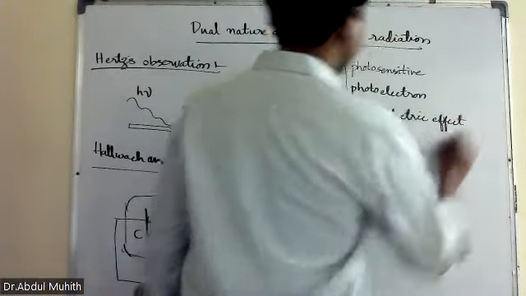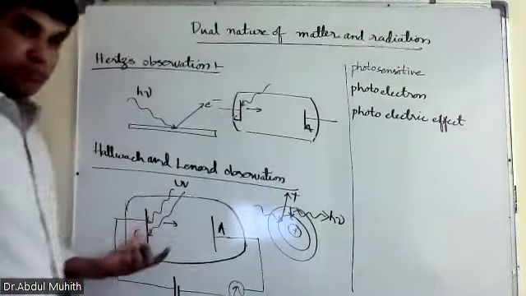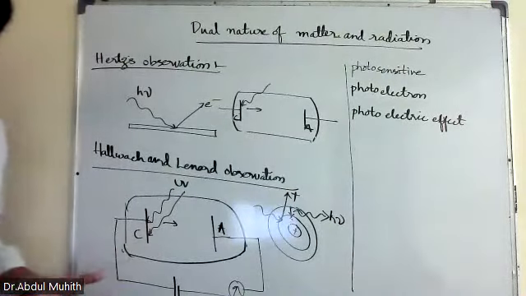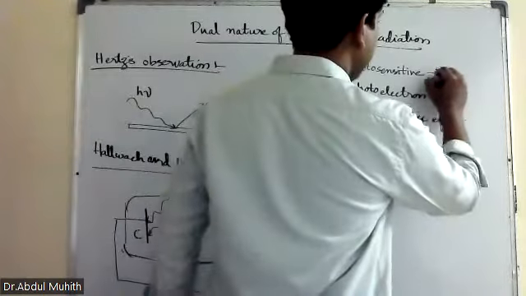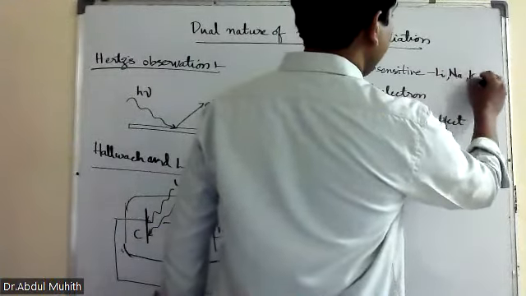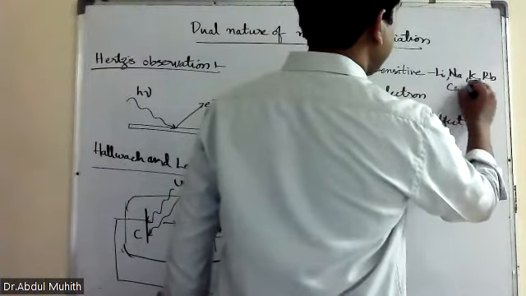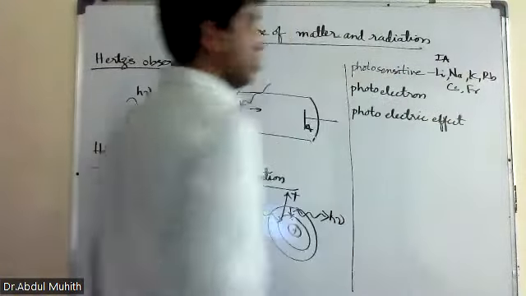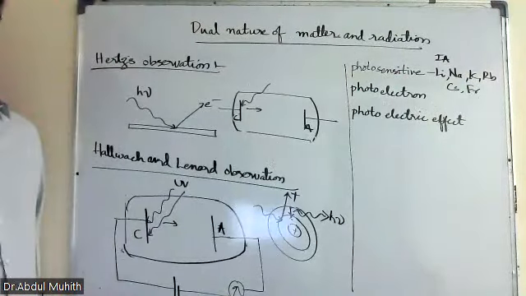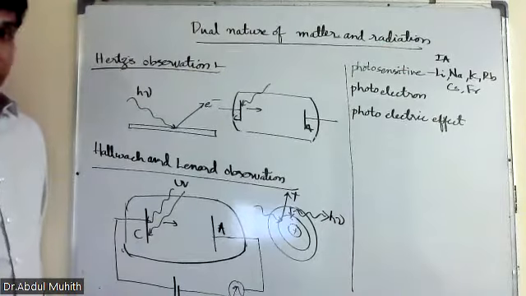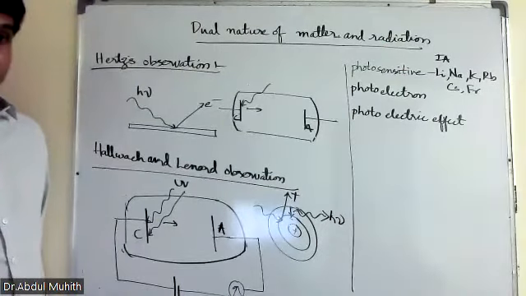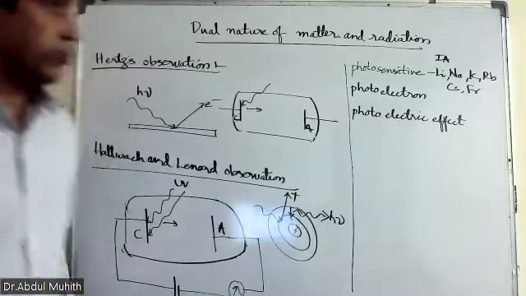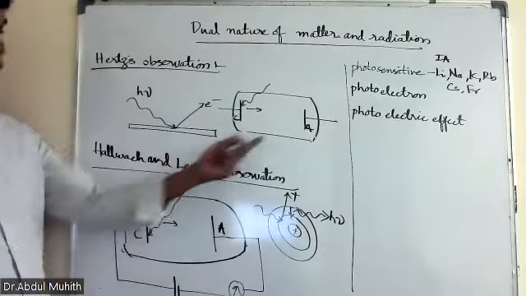Once again, the material which is used for this purpose is photosensitive material. What are the examples of photosensitive material? Lithium, sodium, potassium, rubidium, cesium, and francium, Fr. These are first group elements, group 1A elements. They have one electron in the outermost orbital, so it is easy to remove that electron. The electron which is coming out here is known as the photoelectron.